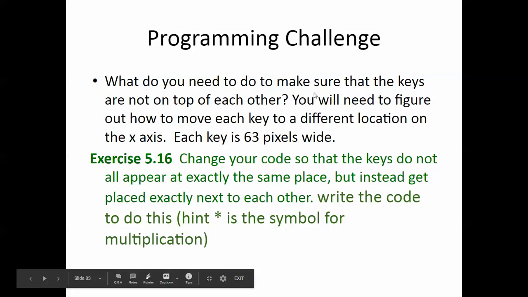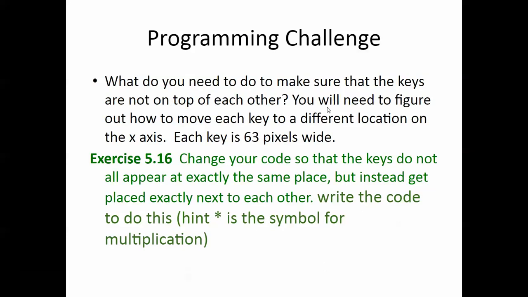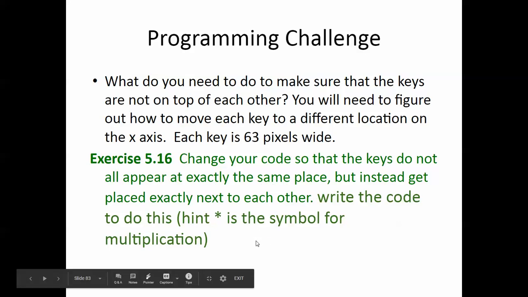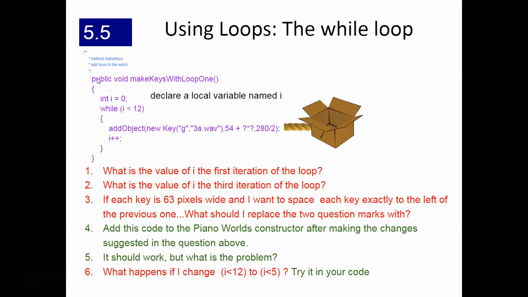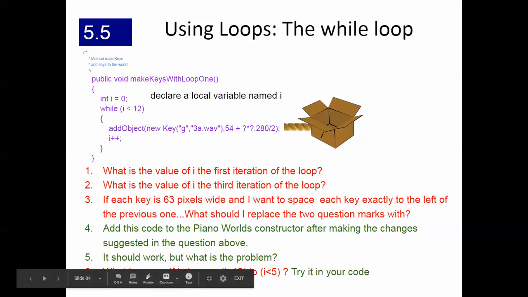What do we need to do to make sure that the keys are not on top of each other? You will need to figure out how to move each key to a different location on the x-axis. Each key is 63 pixels wide. Change your code so that the keys do not all appear at exactly the same place, but instead get placed exactly next to each other. Write the code to do this and use the times symbol. All right, so here is what it's going to look like. So try it, add this code in, see if you can get it to work, and then the best that you can, answer these questions.